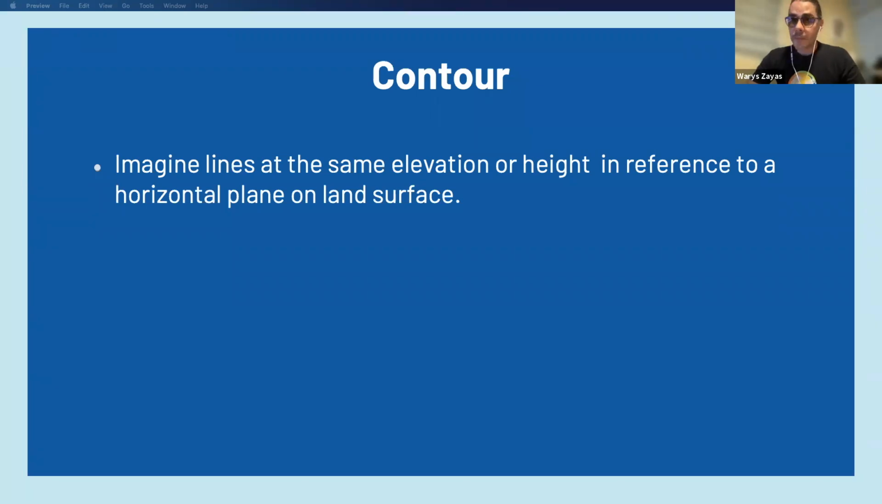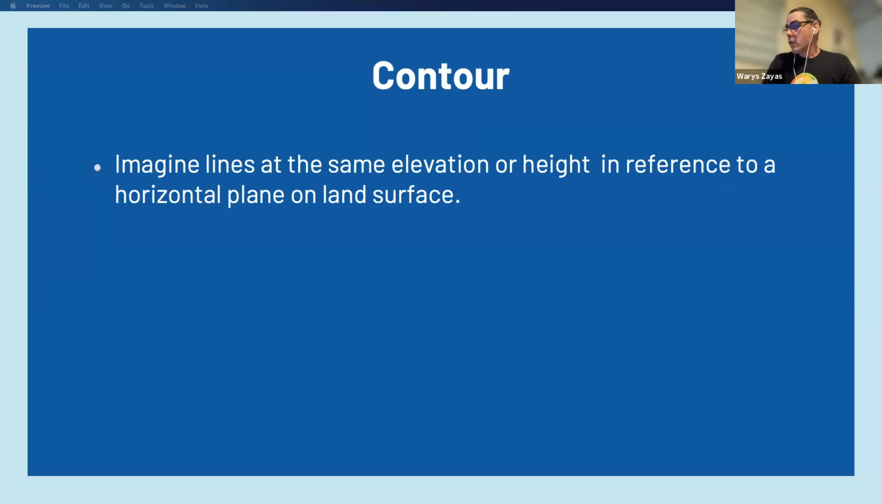So when we are talking about contour, imagine lines at the same elevation or height in reference to our horizontal plane or land surface. Many times the reference level we take is the sea level, right? So when we are talking about X amount of feet or meters at the sea level, it's one of the most common reference points that we use talking about elevation.